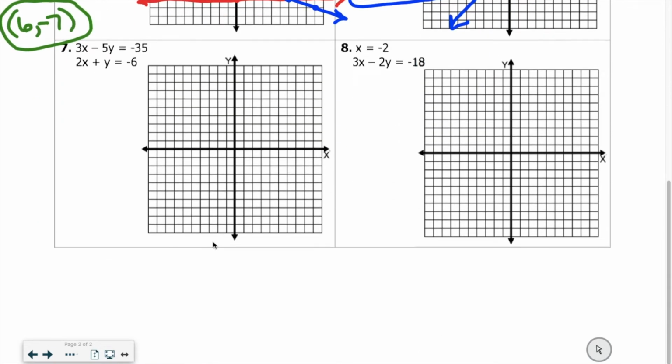All right, number 7. We have a couple things we got to do. We have to first subtract 3x.